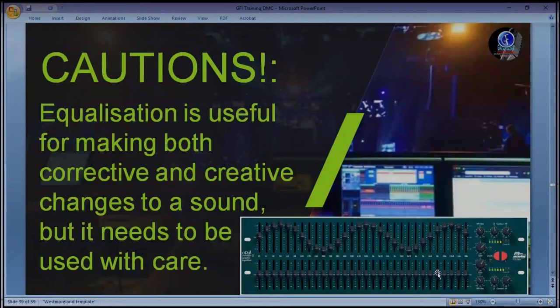Now for hi-hat, my hi-hat is sounding too harsh. I don't like the way the microphone is picking up the hi-hat, it is too harsh. Where can I go? I can look at something like the 16K here, and I can come down and cut down my hi-hat because it's too harsh.